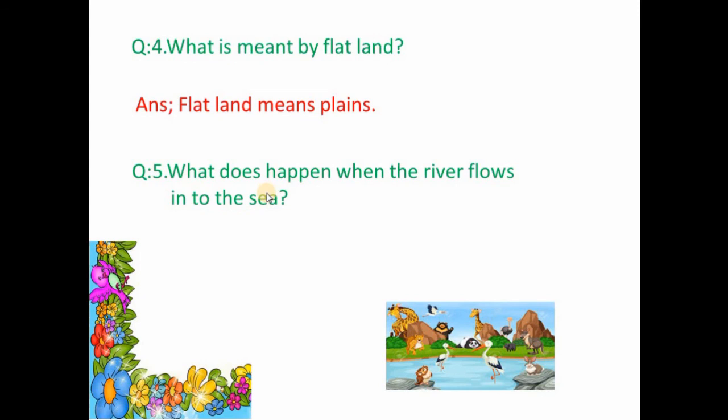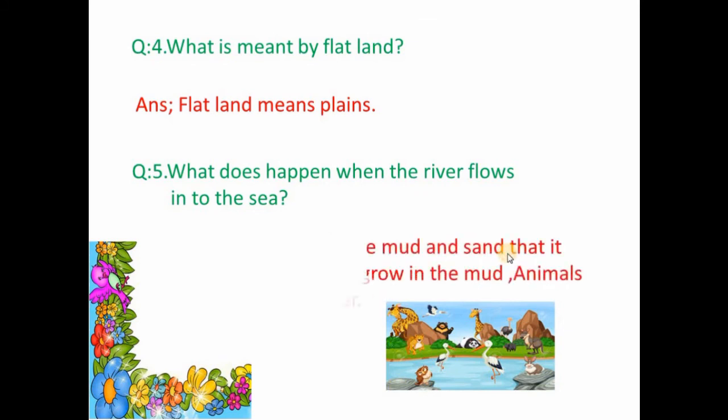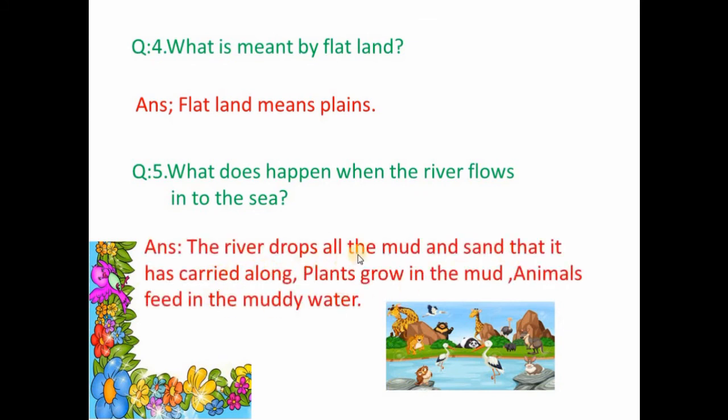This is the last question. What does happen when the river flows into the sea? The river drops all the mud and sand that it has carried along. Plants grow in the mud and animals feed in the muddy water. This mud and sand is very useful and beneficial for plants and also for the animals.